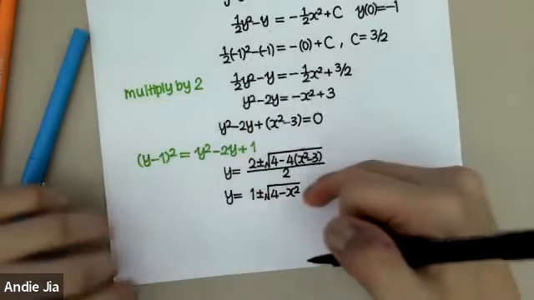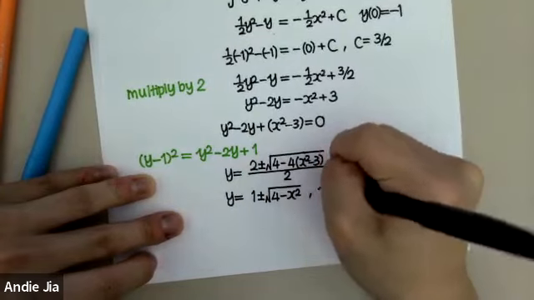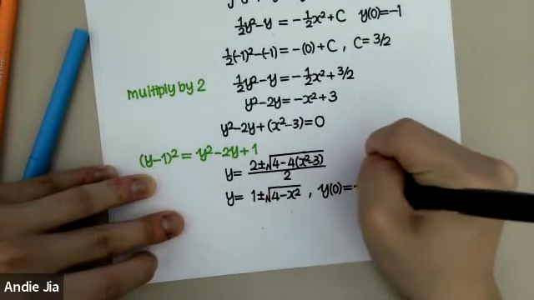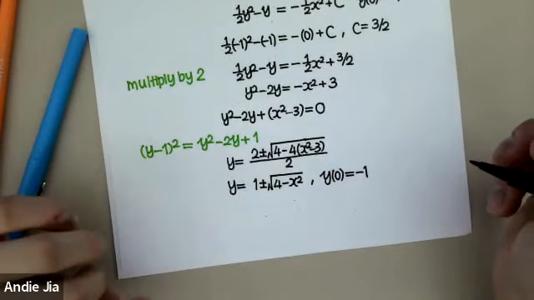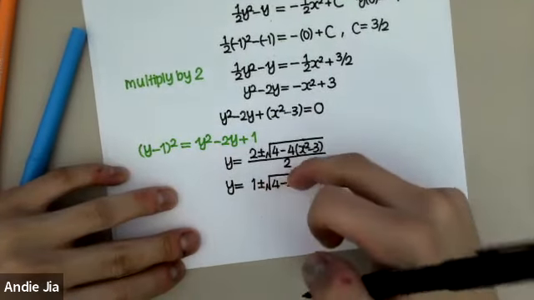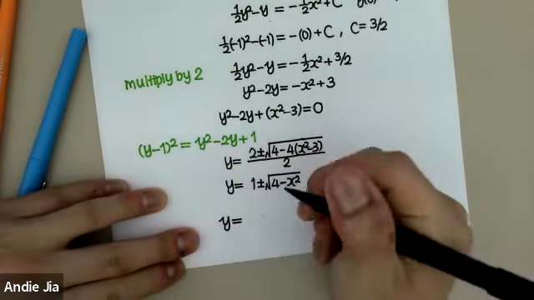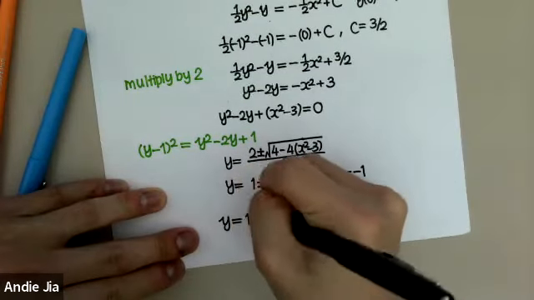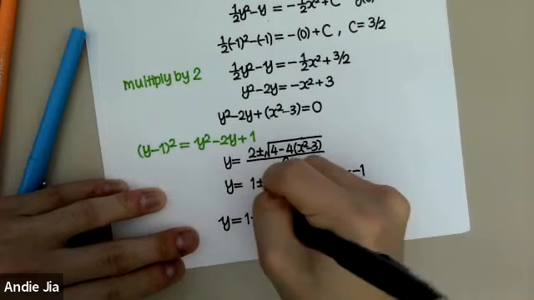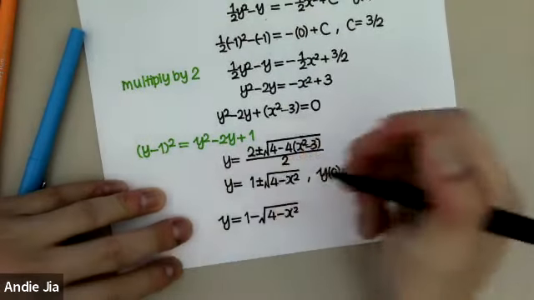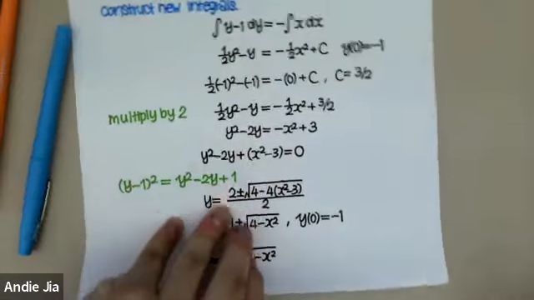If we plug in y(0) equals negative 1, it's going to be 1 minus 2, which equals negative 1. So y equals 1 minus the square root of 4 minus x squared is our final answer for this question. Another separable differential equation.